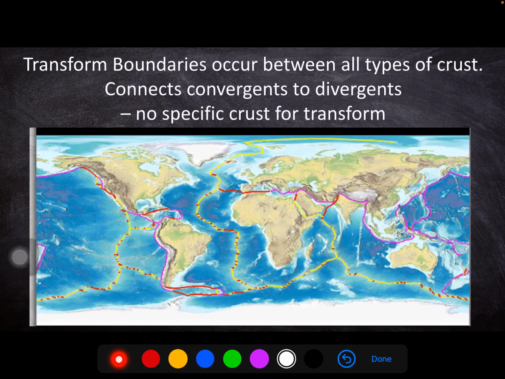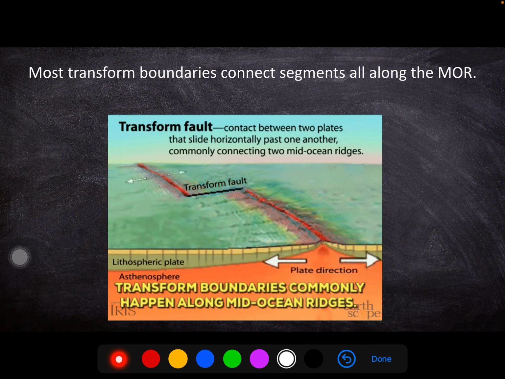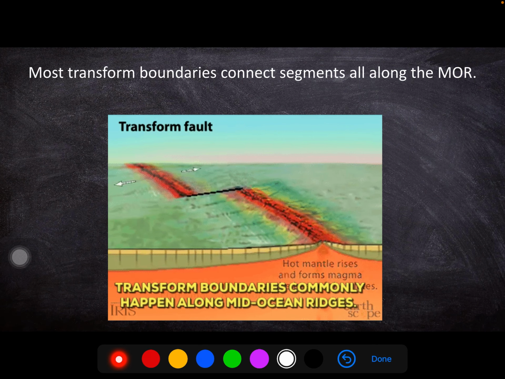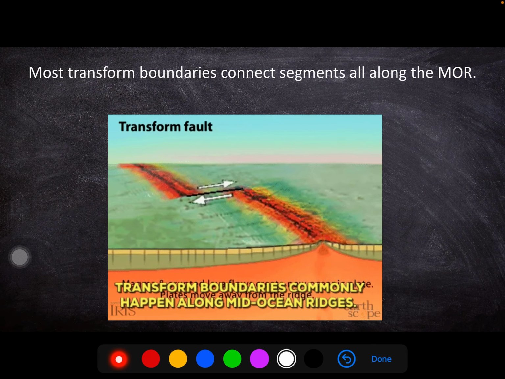They really are happening on any kind of crust combination, and they really kind of fill in the blanks between big divergent and big convergent boundaries. So in this diagram, we can see them here as red. Oftentimes, we see these transform boundaries right along a mid-ocean ridge or a divergent boundary.